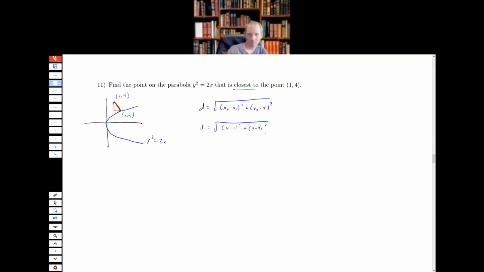Okay, I have 2 variables here, and I need to have just one, so I need to eliminate a variable. So what I'm going to do is I'll go back to my y squared equals 2x and solve for one variable to get rid of it. So 1/2 y squared equals x. So I'm going to replace the x with a 1/2 y squared.